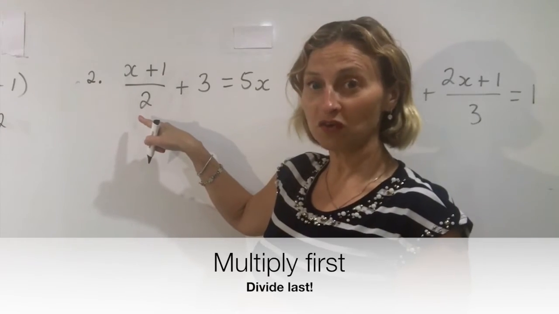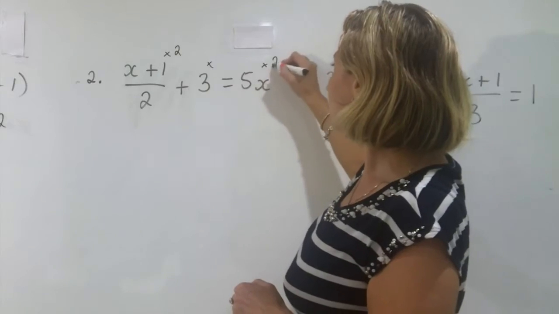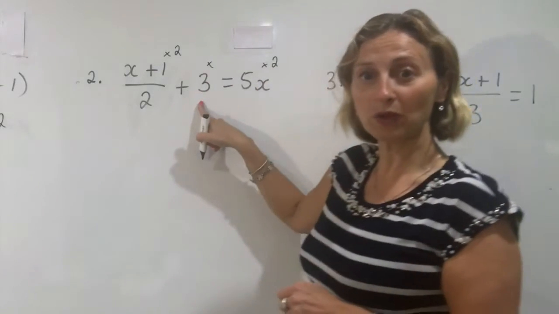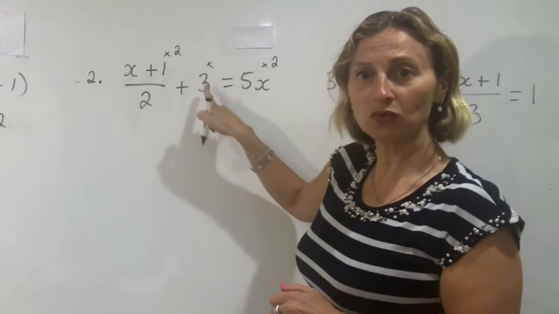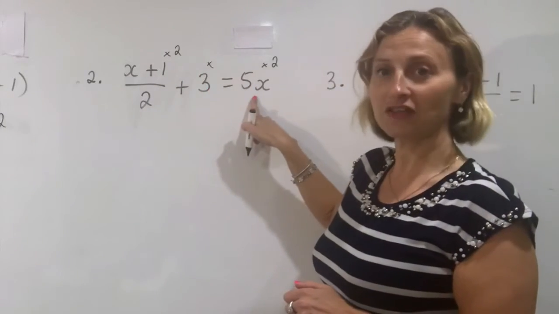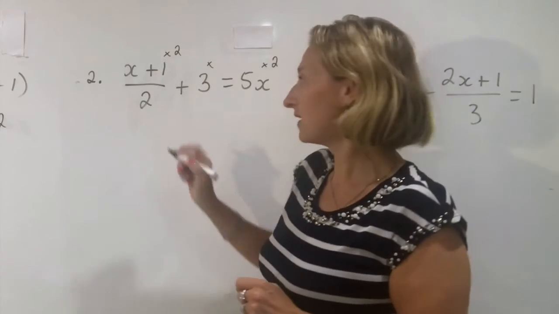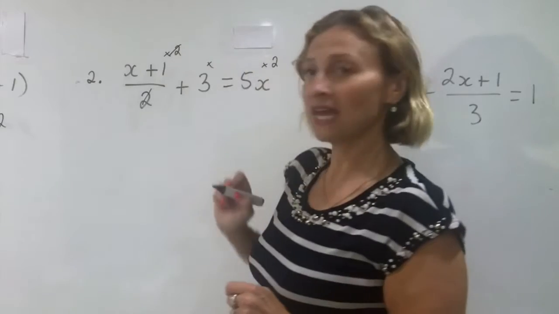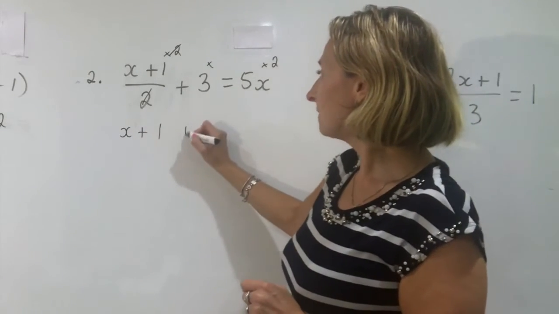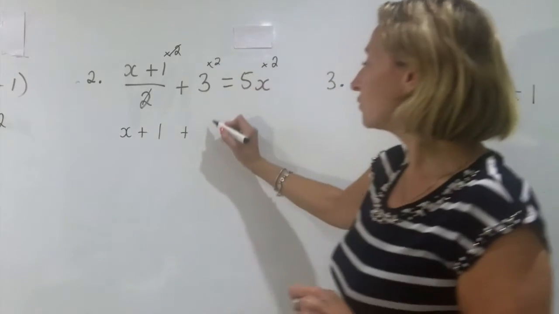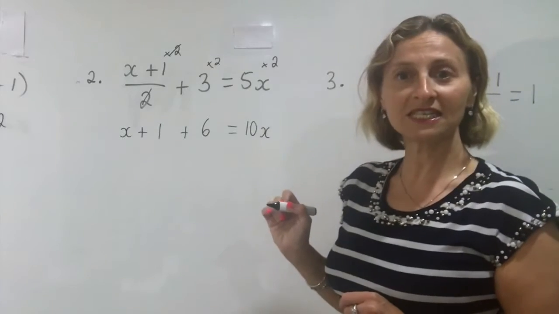Over here, I have an over 2, I have a fraction, and my first rule is always to get rid of the fraction first, so I'm going to multiply everything by 2. Don't forget to multiply the 3 as well. Everything counts as one term, multiply by 2, this is another term, and this is another term. Each term gets multiplied once by the common denominator. Cancel where I can, and then I write down what's left. X plus 1 plus 3 times 2 is 6, and 5 times 2x is 10x.